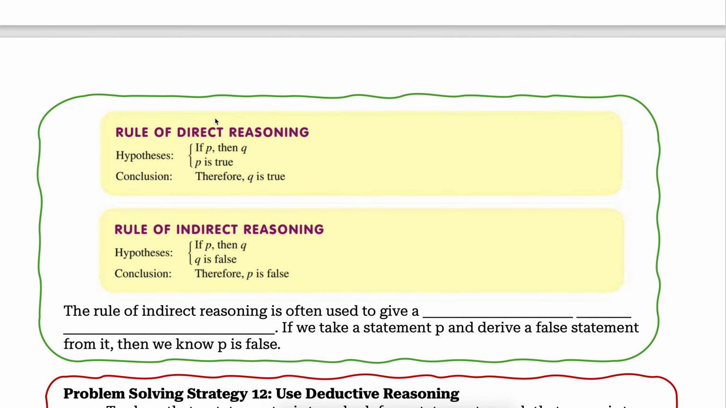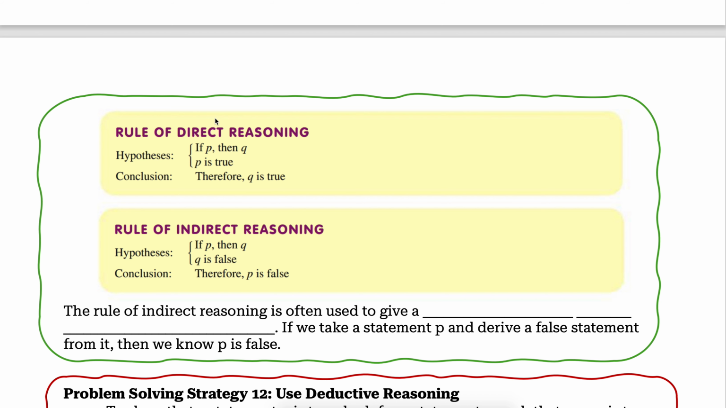When we go about proving something, we can prove something directly or indirectly. So with direct reasoning, our hypothesis says if P, then Q, then we show that P is true and conclude therefore Q is true. With indirect reasoning, we start with our if P, then Q, but we say Q is false, therefore P is false. So with direct reasoning, we show our premise is true, therefore our conclusion is true. With indirect reasoning, we say our conclusion is false, therefore our premise is false. So you've got two different directions that you can prove something.